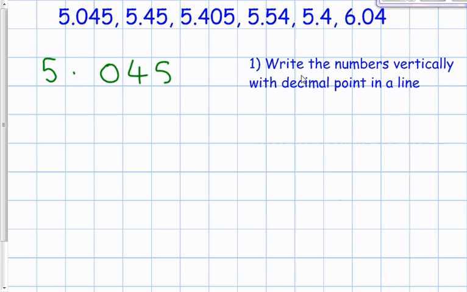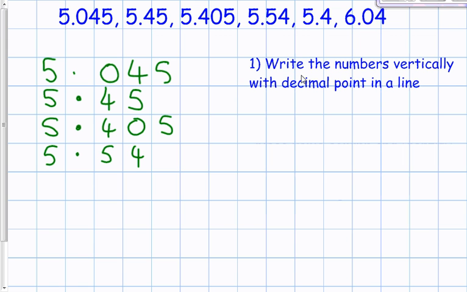Our first number is 5.045. Then we're going to line up the decimal point. Our next number is 5.45. And the next number is 5.405. Our next number is 5.54. Our next number is 5.4. And our final number is 6.04. Notice how I've kept all the numbers in nice, neat columns.